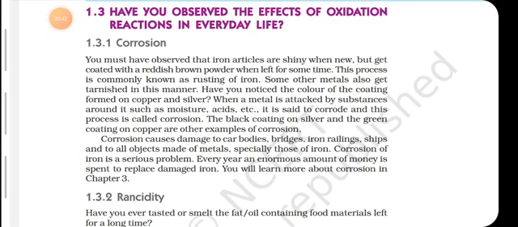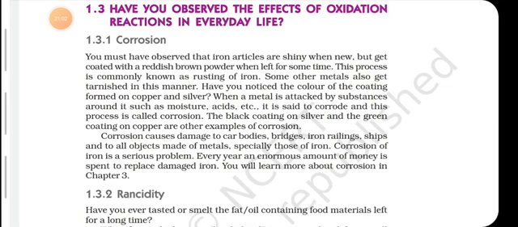Remember students, there is a difference between rusting and corrosion. Rusting is always formed on iron. I repeat, rusting is always formed on iron, whereas corrosion is formed on every metal. When a metal is attacked by a substance around it, such as moisture, acids, etc., it is said to be corroded, and the process is known as corrosion.